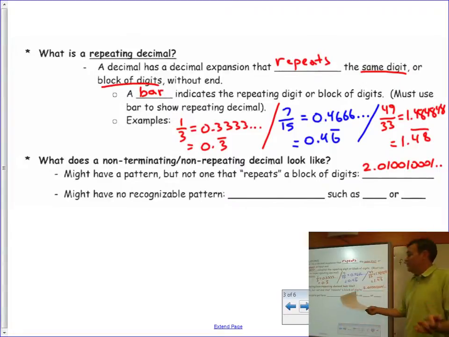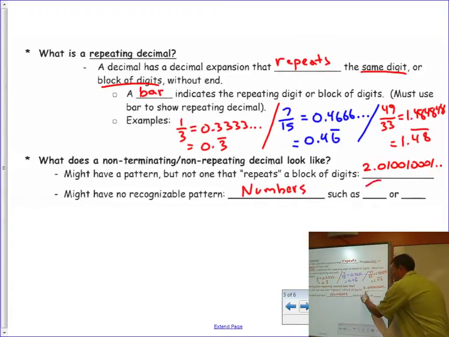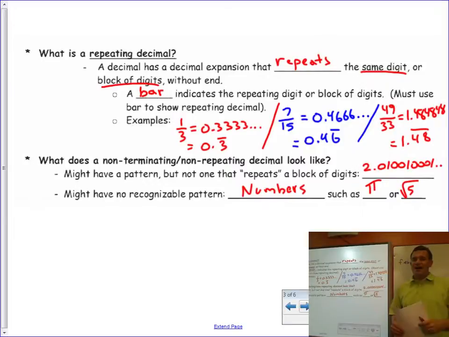Also, it might have no recognizable pattern. You know a number like this. Numbers such as pi have no recognizable pattern, yet it keeps going on and on. It does not terminate, and it does not repeat. There's another number like this as well, some square roots. Like the square root of 5 would be a number that's just like pi. It would be a decimal that just continues on. It's non-terminating, and it's non-repeating.